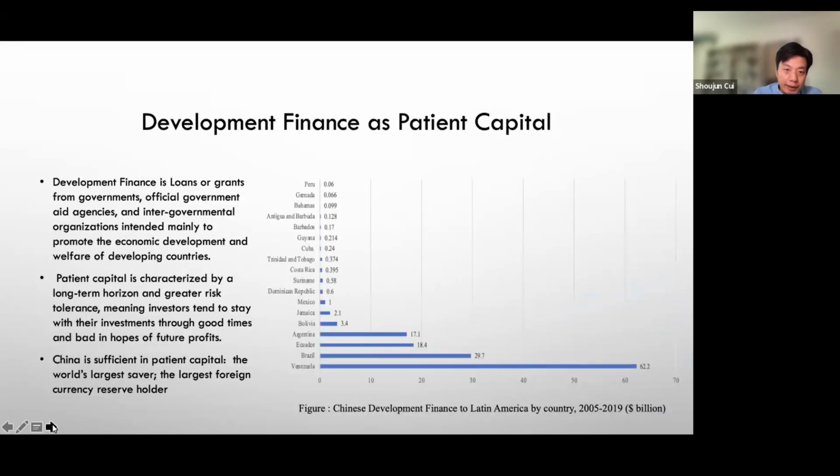And also development finance. This is another thing that's very important. You know, China has the largest foreign reserve. We have more than 3 trillion US dollars. That's because China has a big trade surplus with the US in general.